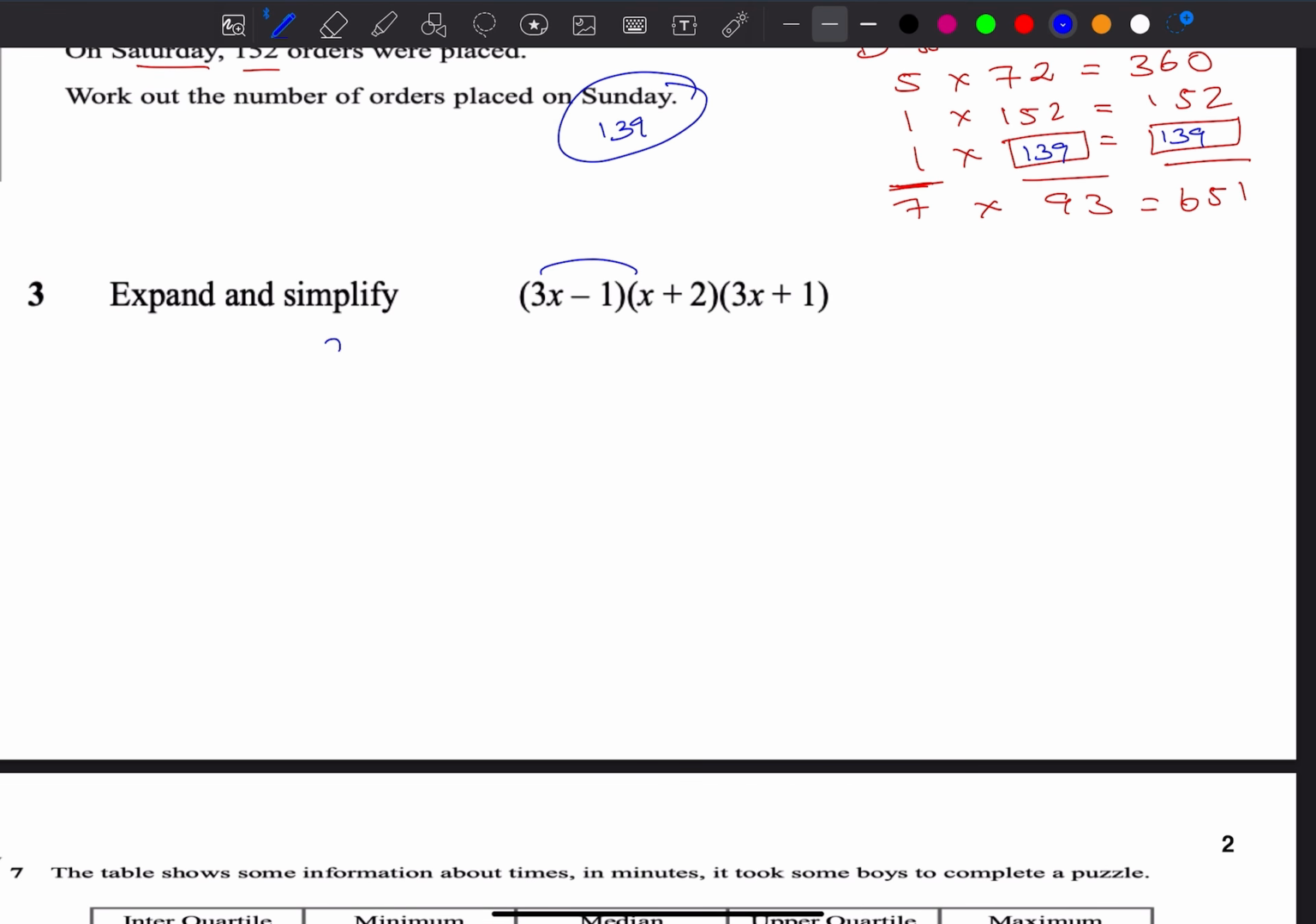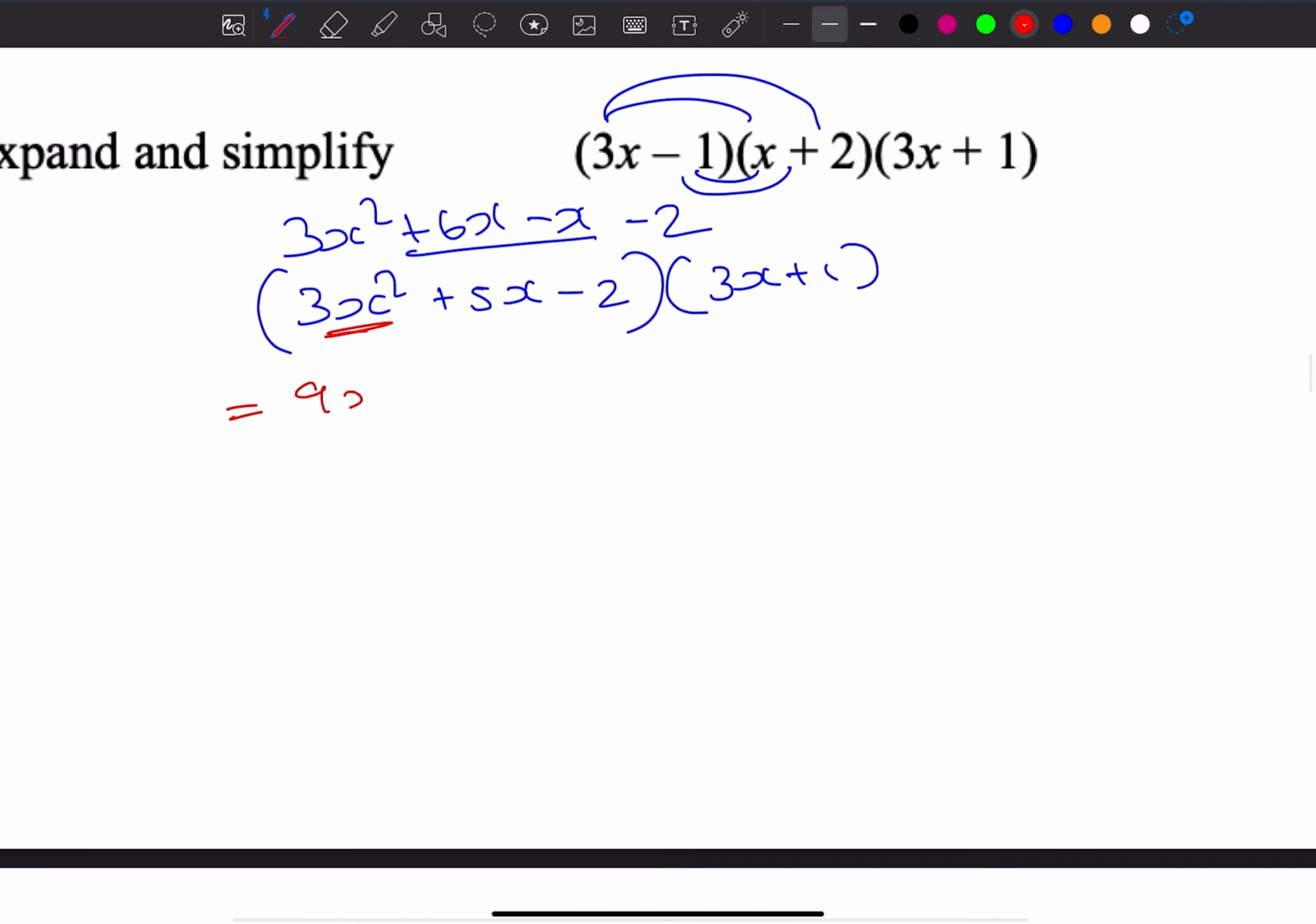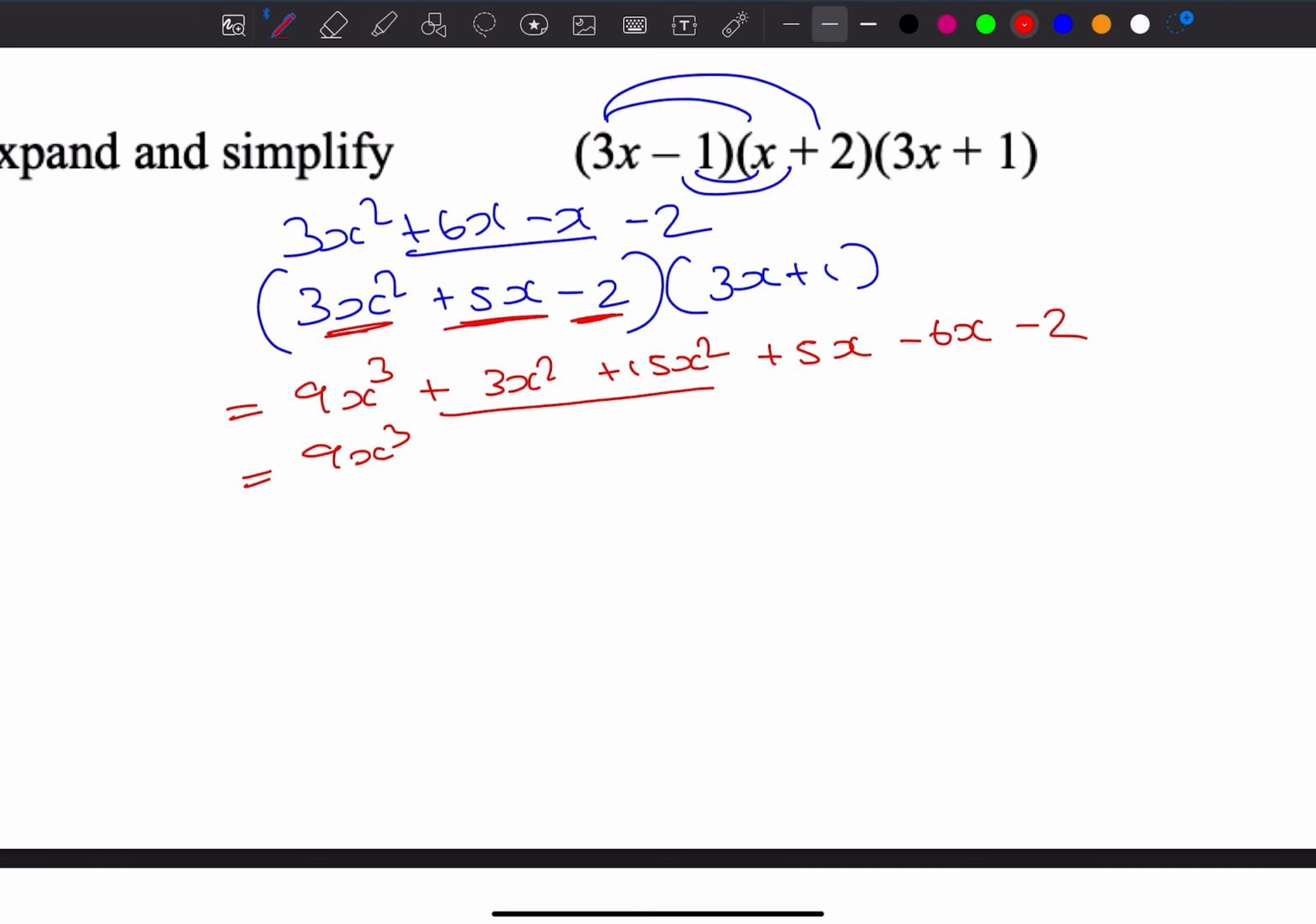Okay, next one. Multiply it out. First the two brackets: 3x squared plus 6x minus x minus 2, which gives 3x squared plus 5x minus 2. Then times 3x plus 1. 3x squared times 3x gives 9x cubed, plus 3x squared, plus 15x squared, plus 5x, minus 6x, minus 2. So we have 9x cubed plus 18x squared minus x minus 2. There you go, that's the answer. Okay, next one.